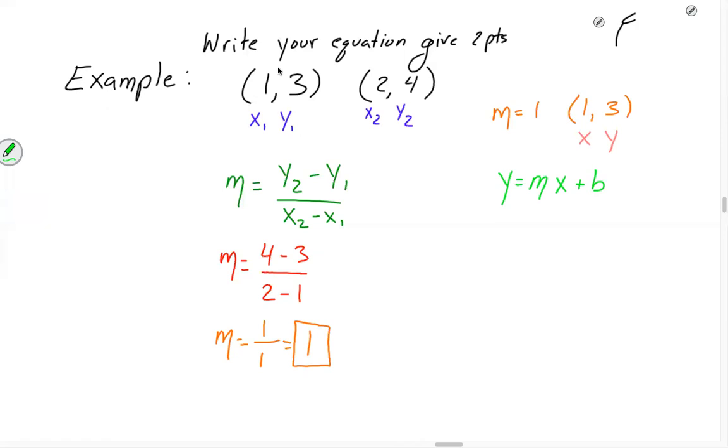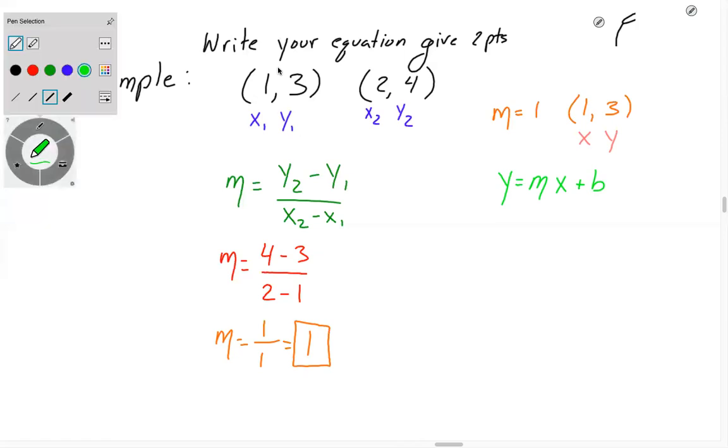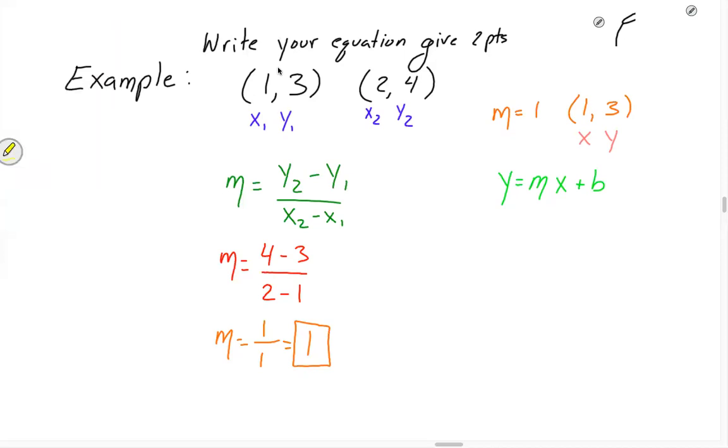Jack, what is y? So right up here, what's y? Right here. What's y? Look for the letter y. 3. So I'm going to write 3 equals, what's m, Jack? 1. x is 1. So I do 3 equals 1 times 1 plus b.